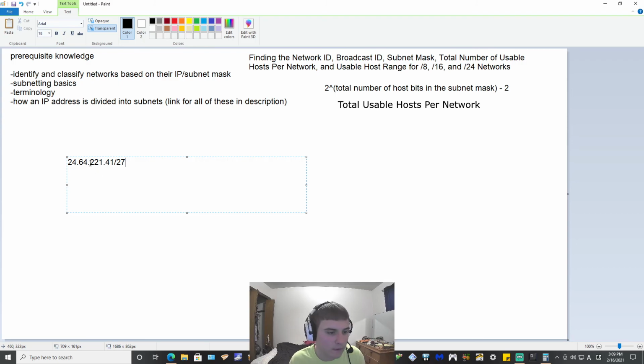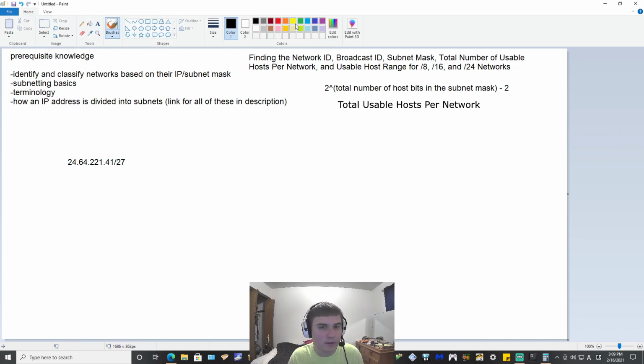And another thing is notice that even though this is technically a Class A IP address, it's subnetted as a Class C. So if you were to write your division line to separate the host bits and the network bits, because it's subnetted as a Class C, it would go just like this. It would still go between the third octet and the fourth octet.